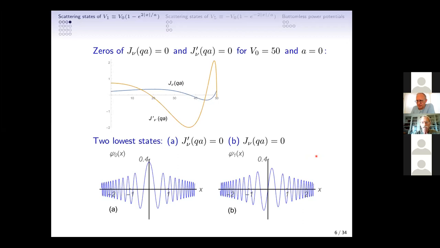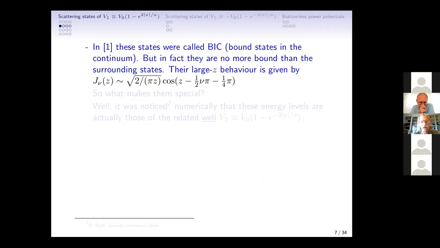So in Ahmed's paper, they called them bound states in the continuum. Bound states in the continuum, basically speaking, are this: if you're above the potential, you would normally just expect scattering states, states that go off to infinity. But a bound state in the continuum is where you have something which falls off exponentially, even though energetically it could go off to infinity. But in fact, these particular discrete states are no more bound than any of the other states.